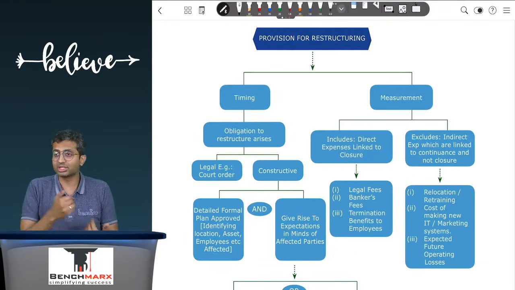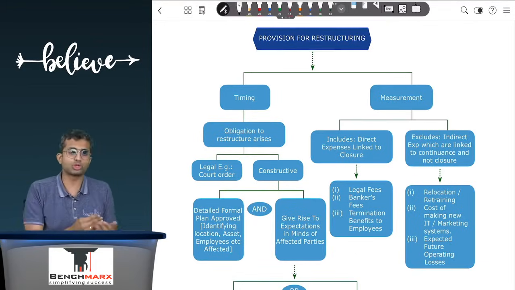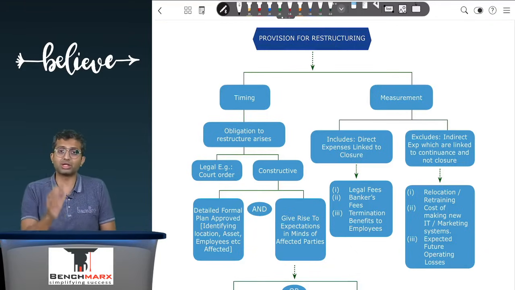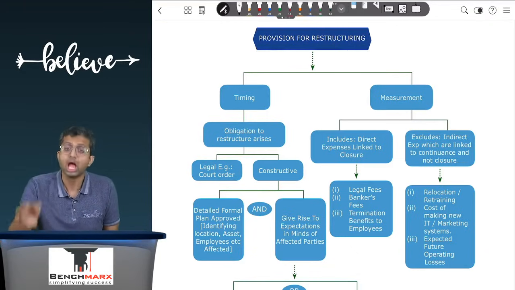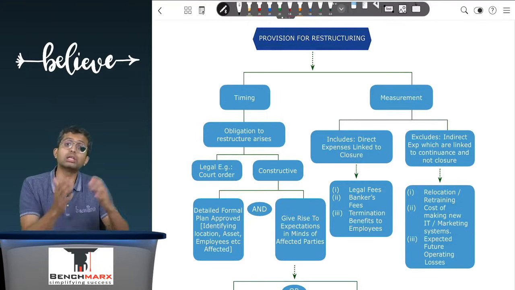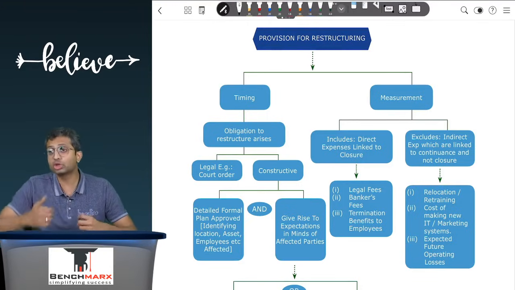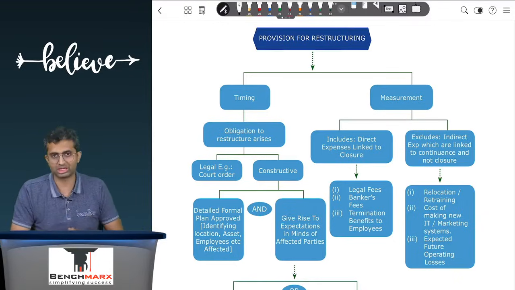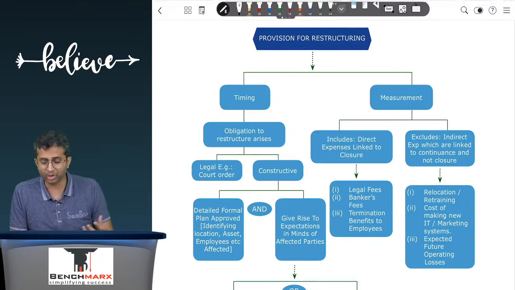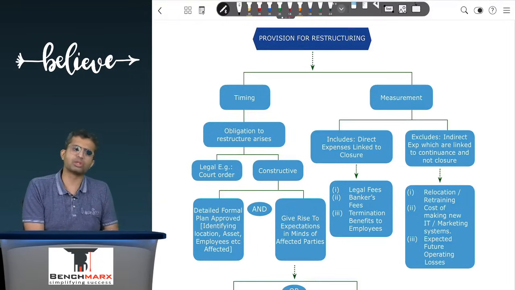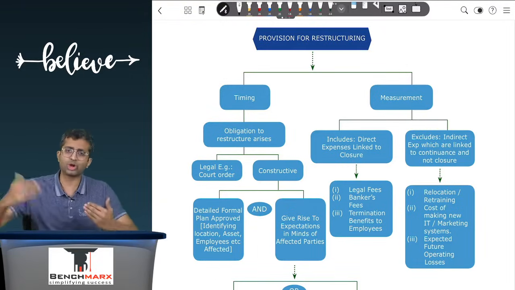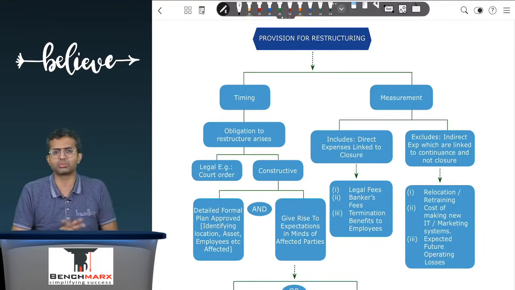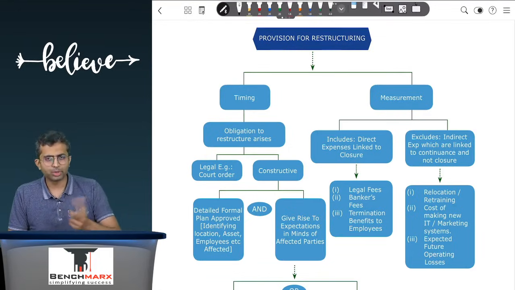Now one can always say that you are relocating employees, that is because of the closure that is happening over here, but the standard believes that the provision for restructuring cost will be costs which are directly linked to closure. Relocation is linked to continuing operations and not to closure. Termination cost is linked to closure, and hence we will include the termination cost that is to be paid to the employees as a part of our provision for restructuring, but relocation cost we will record as and when the relocation happens. We will not take it as a part of the provision for restructuring.